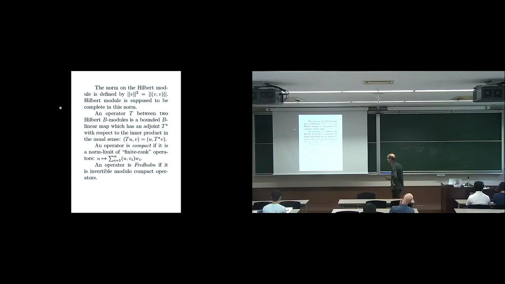Finite rank operators are operators of this kind. You take a sequence of vectors vi, wi, and you apply to your vector u, and you get this operator, which will be called a finite rank operator. So for each index i, it is a rank 1 operator, a special definition for Hilbert modules. And again, you can call an operator Fredholm if it is invertible modulo compact operators. Compact operators are just closures of such finite rank operators.